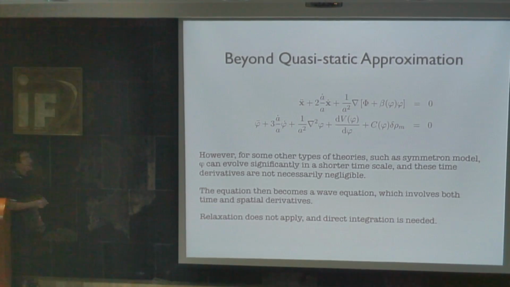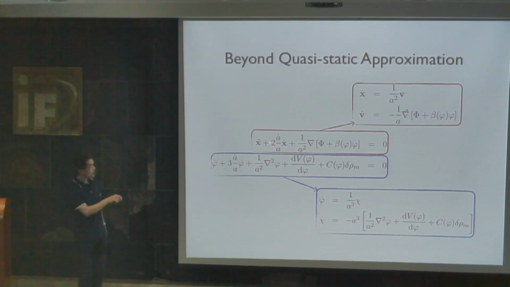Okay, so there are other theories in which the time derivatives actually cannot be neglected. I will show one example just a few slides later. For this kind of model, if you want to do an n-body simulation properly, then you need to solve the full wave equation, and that means you couple this scalar field equation with the geodesic equation of matter particles. Here x is the particle position, this is the acceleration of the particle, this is the frictional force due to the expansion of the universe, this is the gravitational force, and this is the new force. So this basically describes how particles move in time.